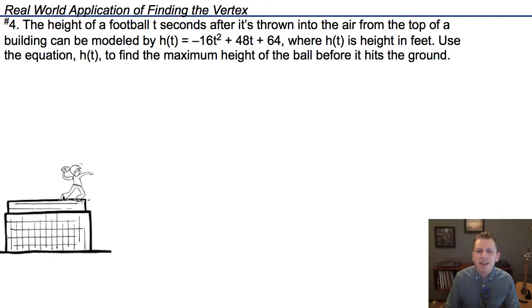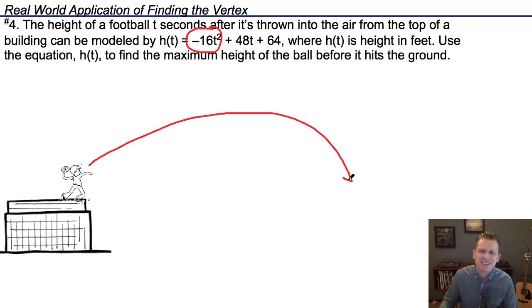See if you can find the maximum height of a ball thrown before it hits the ground, modeled by this function h of t. When we want to find the maximum height of a football, we should understand that because this function here has a negative a value, the football is going to travel like a parabola that's upside down, and there's going to be some maximum height here. That maximum height is just going to be the y value of the vertex.